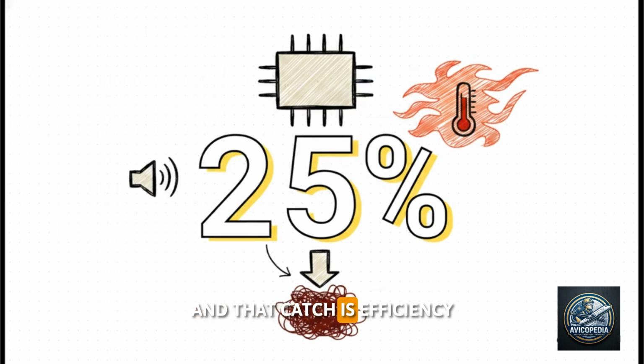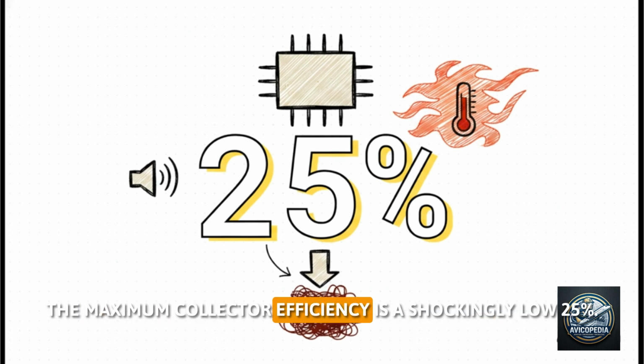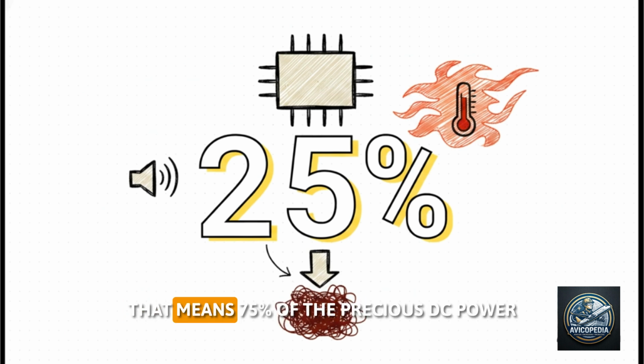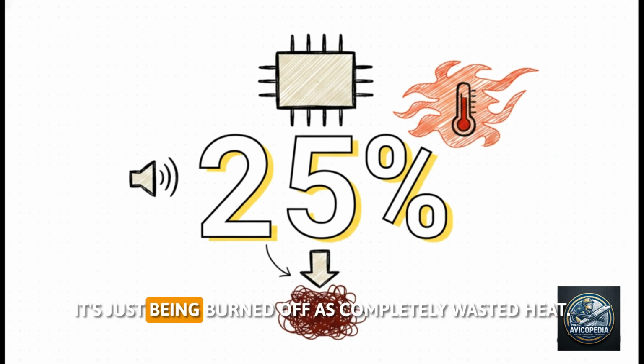And that catch is efficiency. For a basic series-fed Class A amplifier, the maximum collector efficiency is a shockingly low 25%. Yeah, 25%. That means 75% of the precious DC power you're pumping into the circuit isn't even becoming audio. It's just being burned off as completely wasted heat.